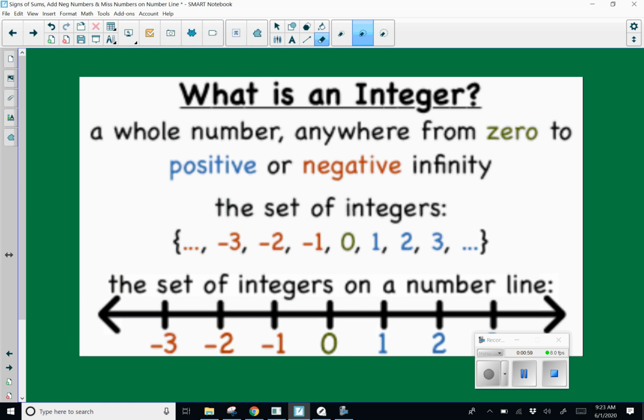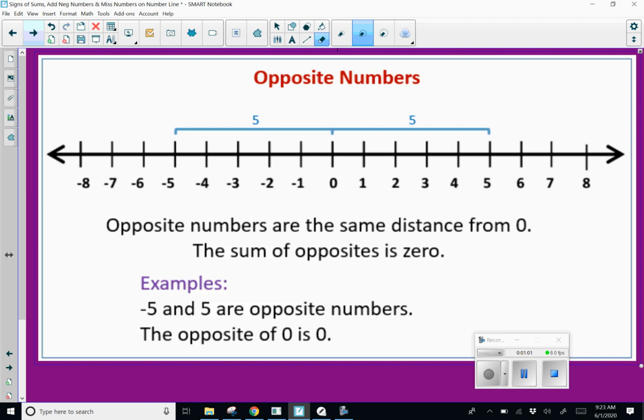in both directions. The next term I want to go over is opposites. When we refer to opposite numbers, we are referring to numbers that are the same distance from 0 on a number line. So for example, -5 and +5 would be considered opposite numbers because as you can see, +5 is 5 units from 0 and -5 is also 5 units from 0 on the number line. And the opposite of 0 is simply just going to be 0.